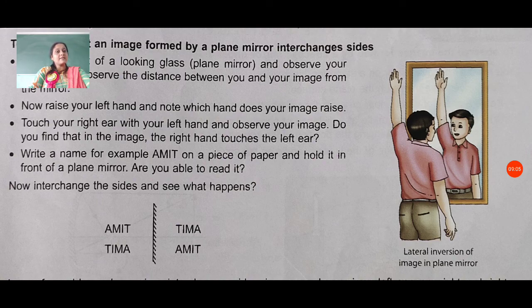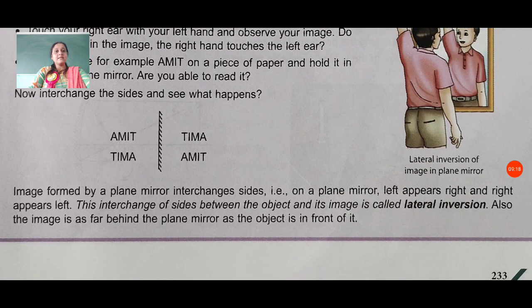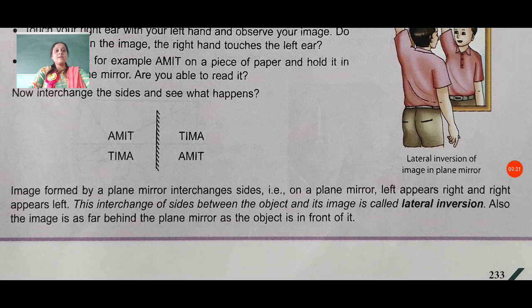Write a name, for example, Amit, on a piece of paper and hold it in front of a plane mirror. Are you able to read it? Now interchange the sides and see what happens. You can see here they first write Amit, and when they see this Amit in the mirror, they read it like this, and the reverse. The image formed by a plane mirror interchanges sides. This proves that it interchanges sides.